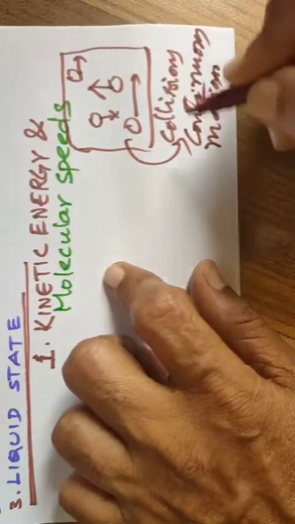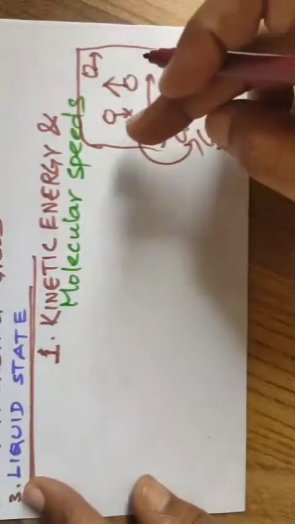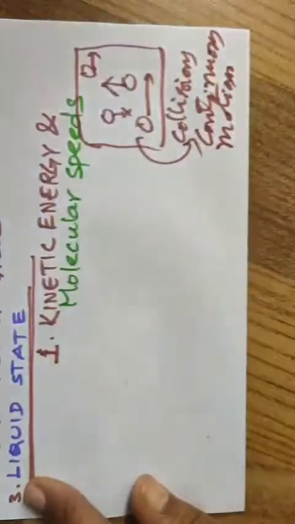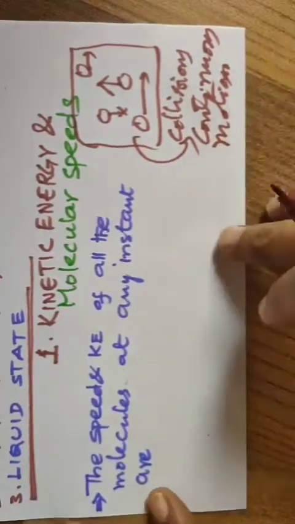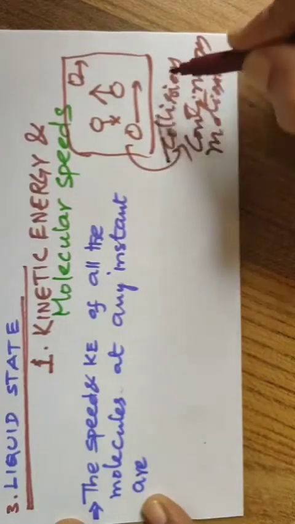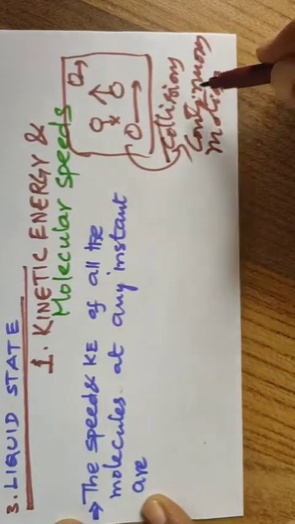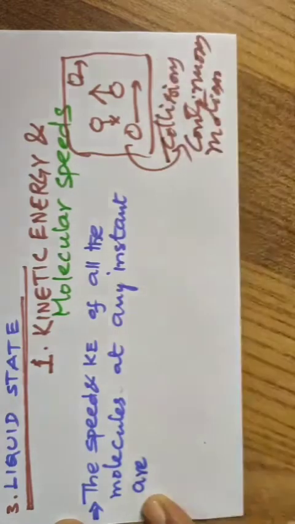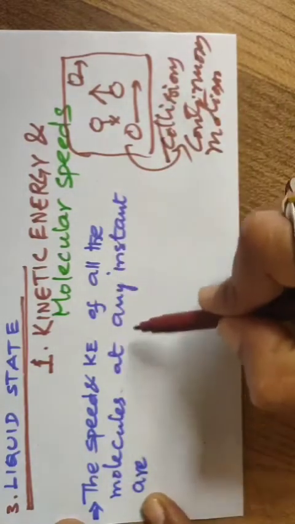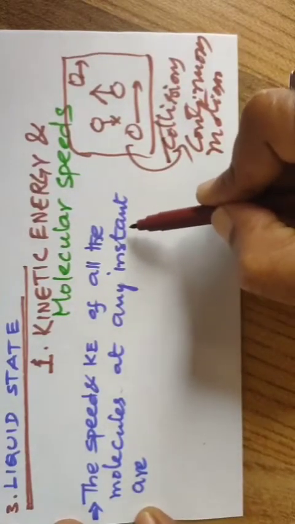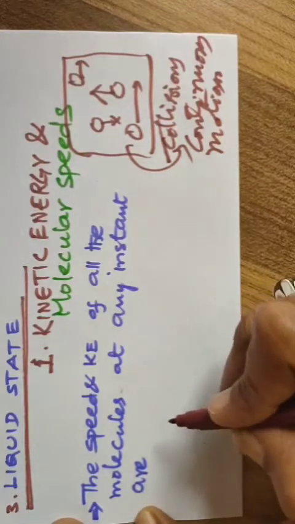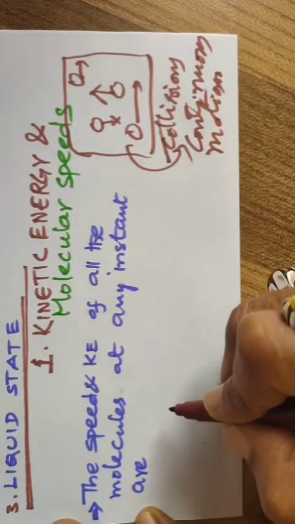Due to these two things, what will happen? The speed of the molecules is not uniform, and the kinetic energy is also not uniform. Due to continuous collisions and continuous motion, and collisions among the molecules and on the walls of the container, are the speed and kinetic energy of all the molecules at any instant, at any fraction of a second, the same or not the same? The answer is they are not the same.